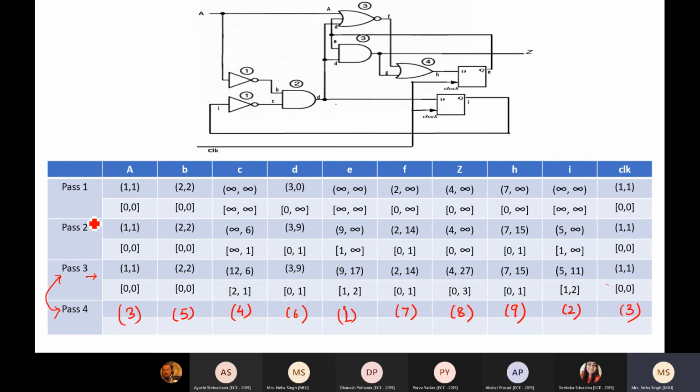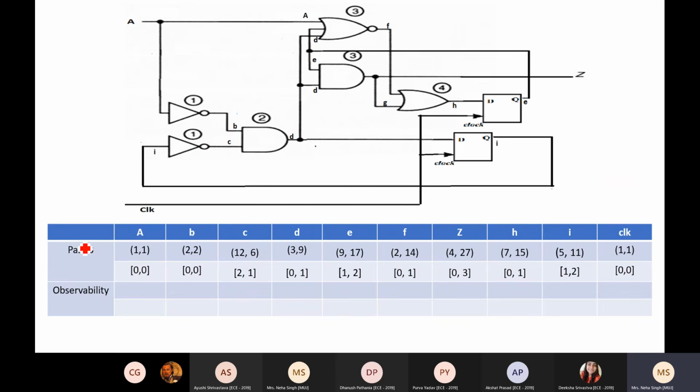When we talked of controllability, we moved from primary input toward primary output and worked according to the levels 1, 2, 3, 4. Now that we are talking about calculation of observability, we will work backwards. We will start from primary output and will try to move towards primary inputs so that we know how your error is observable at primary output. So the first thing is the primary output Z. So we should initialize this value of Z.